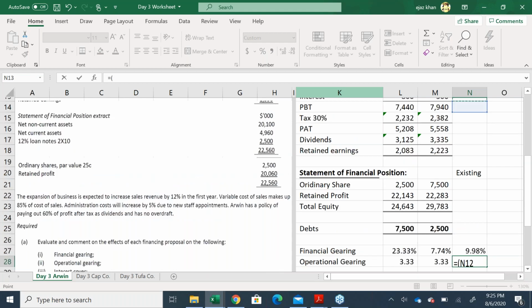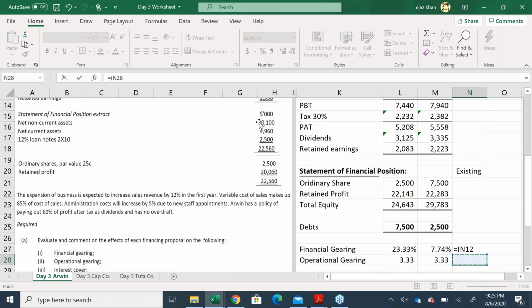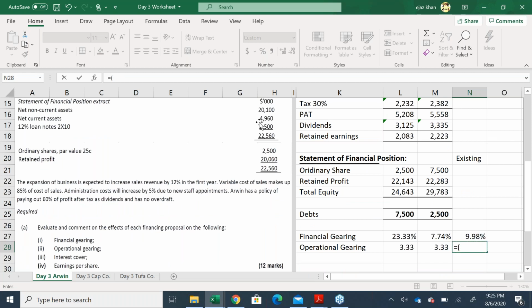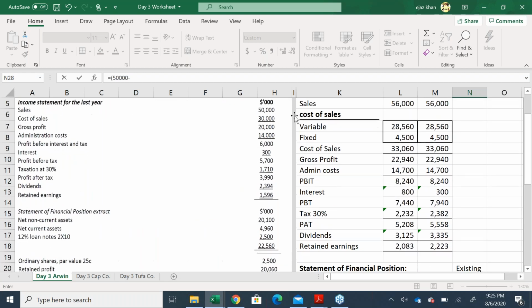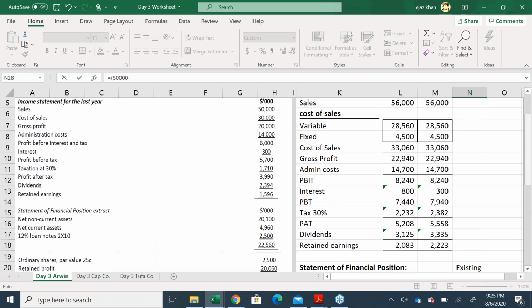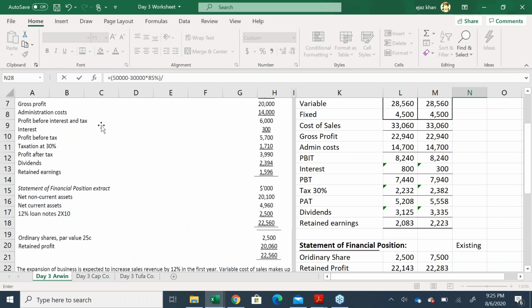The existing operational gearing will be calculated with the given figures. So the sales figure is 50,000. From the 50,000, we have to subtract the existing variable cost, which was 85% of the cost of sale. The cost of sale figure is 30,000, and we should take 85% of this figure. So variable costs have been subtracted. Now divide by the PBIT figure given in the question. The PBIT, profit before interest and tax, is $6,000.